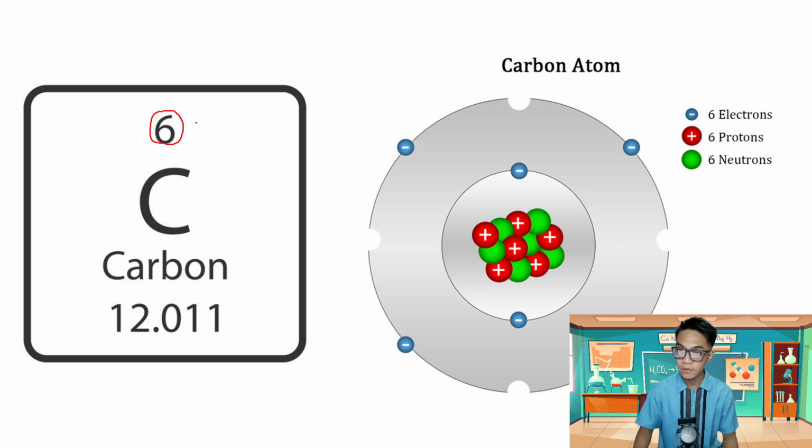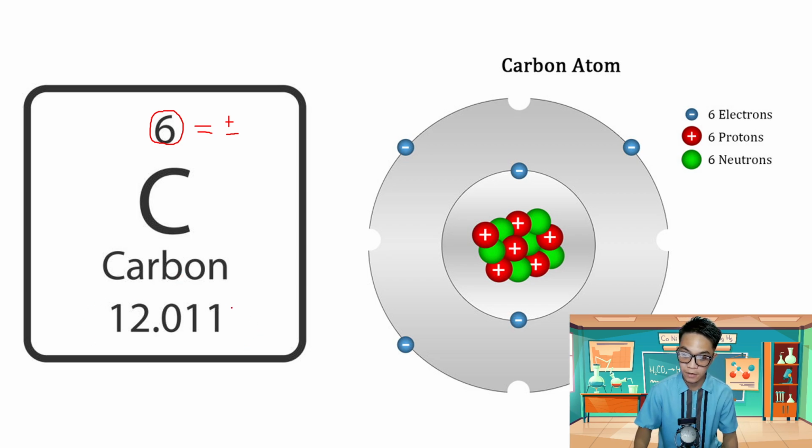The atomic number is equivalent to the number of protons and the number of electrons. It's not equivalent to the number of neutrons. That's not always true for every situation. But always remember that the atomic number is equivalent to the number of protons and the number of electrons.